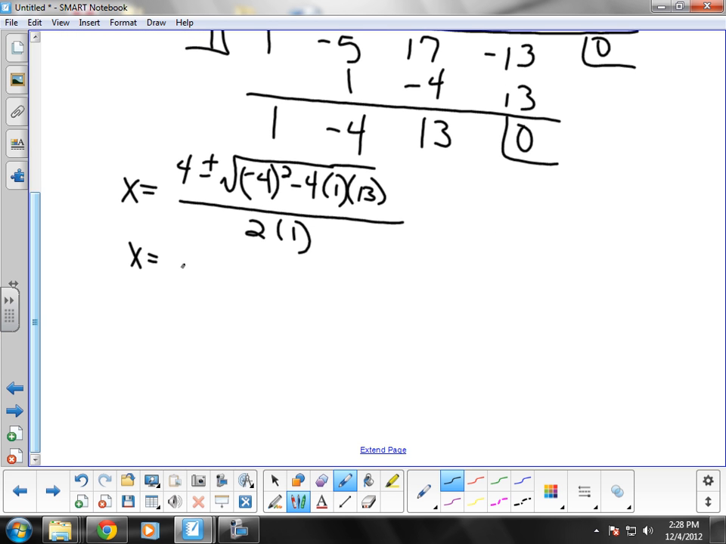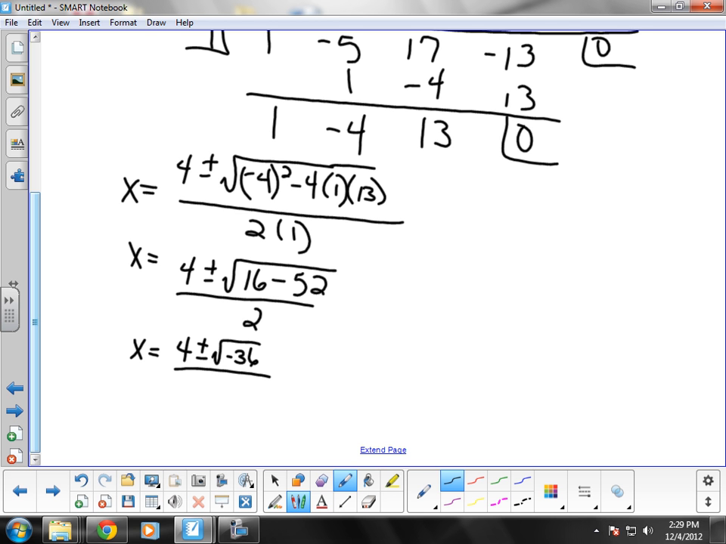So x is equal to 4 plus or minus the square root of 16 minus 52. 4 squared is 16, and 4 times 13 is 52, if I'm not mistaken. So would it have done any good for me to continue trying to use synthetic division? Because this is going to be a negative number underneath here, right? Which is actually a negative 36, right?